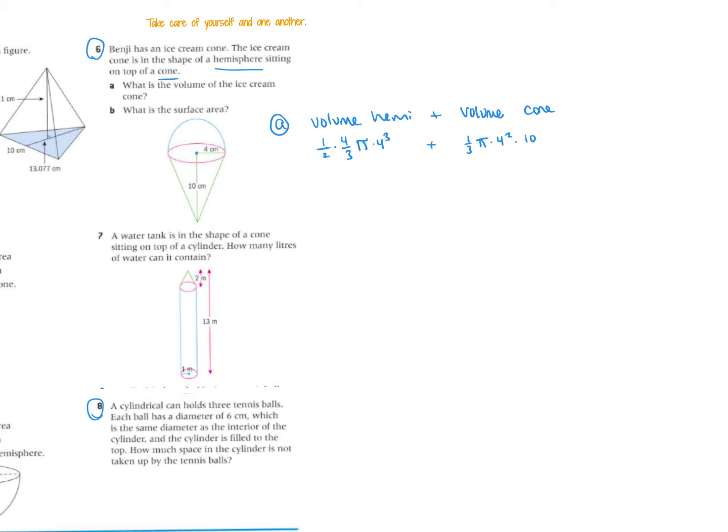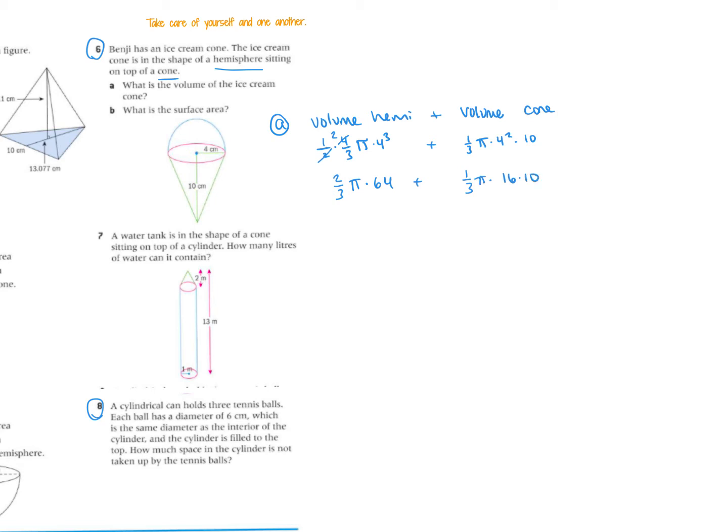I'm going to go get my calculator. Well, my calculator was right next to me. All right, so this cancels with this to make 2/3. We have 2/3 pi times 4 cubed, which is 64, plus 1/3 pi times 16 times 10.